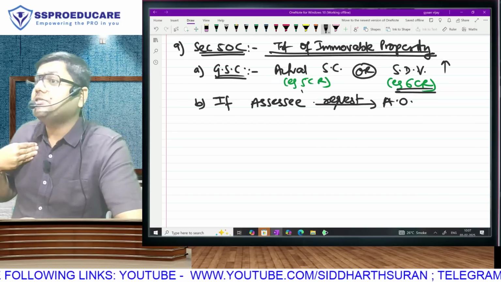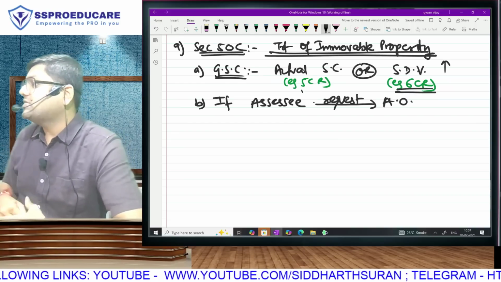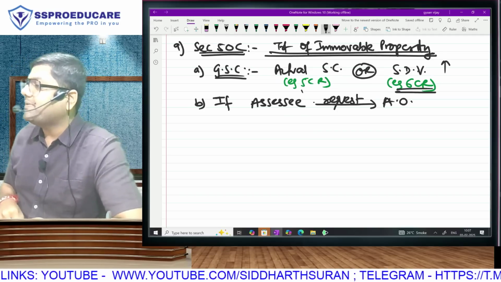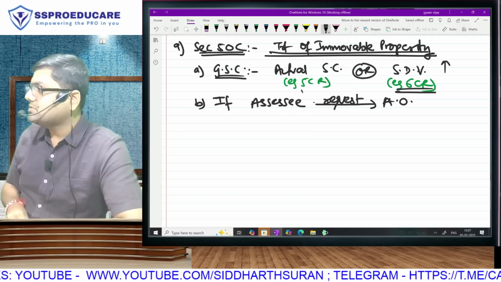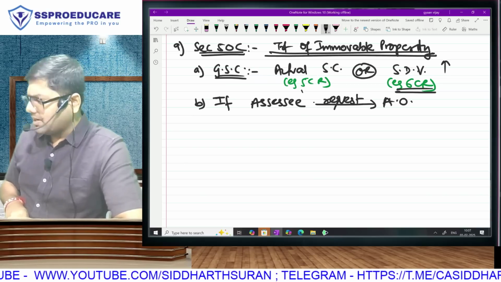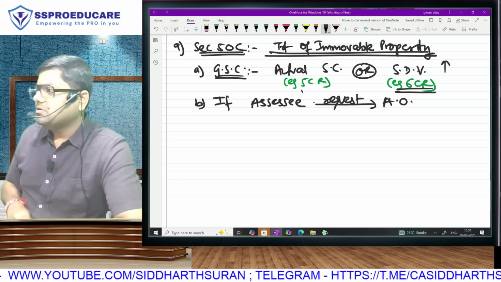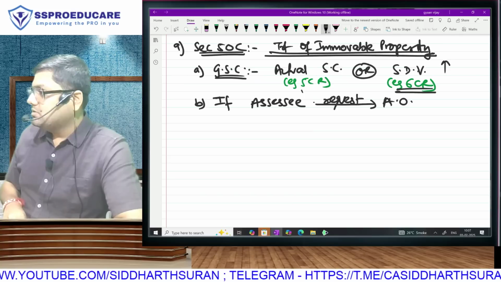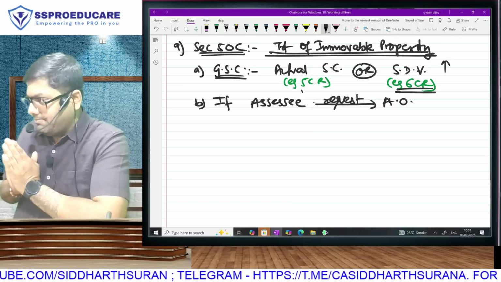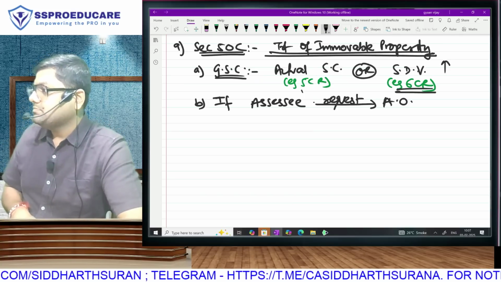I have received how much? 5 crore. Assessing officer, I will show sale consideration of 5 crore. Assessing officer, I will pay tax on 5 crore. Correct, assessing officer? No. Why? Stamp duty value is higher. So, pay tax on that. So, AO and assessee are talking to each other. But AO ma'am, I received only 5 crore.